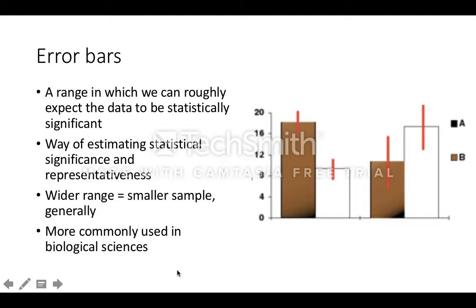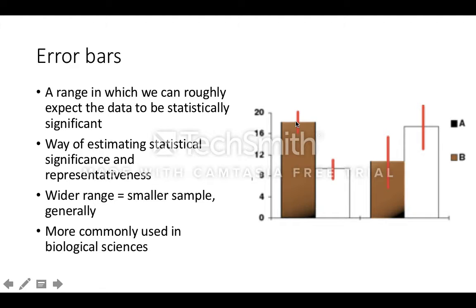In general, I think you see error bars a lot less within social science research. They tend to be used more commonly in biology and engineering and chemistry type sciences. I think that's just a convention. There's no real meaning to it.